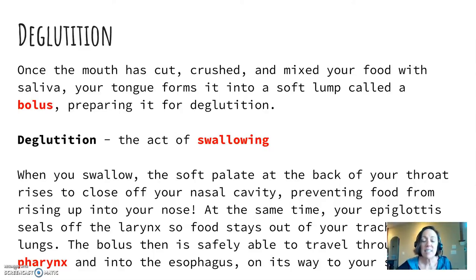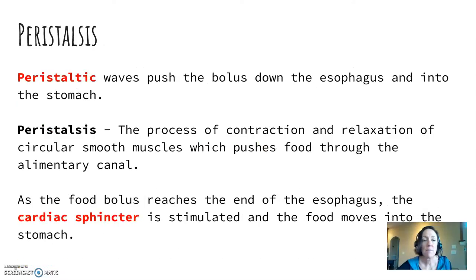The bolus can then safely travel through your pharynx, which is your throat, into the esophagus, and the esophagus takes it on its way to the stomach. Peristaltic waves push this food bolus down your esophagus and into the stomach. So from your throat is a tube that has muscles that squeeze the food bolus down into your stomach. That tube is the esophagus.